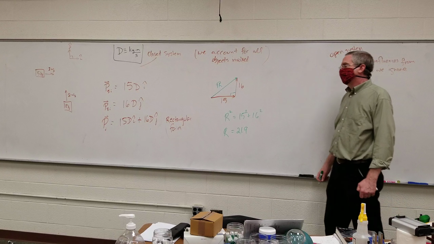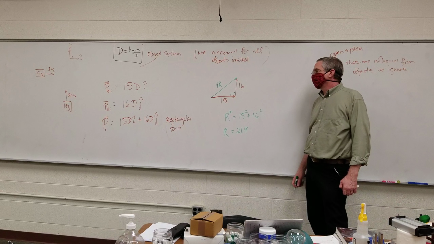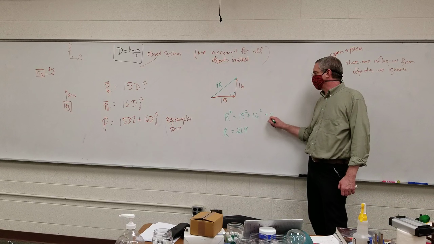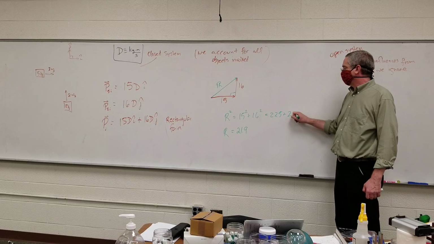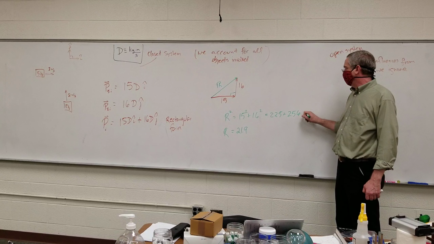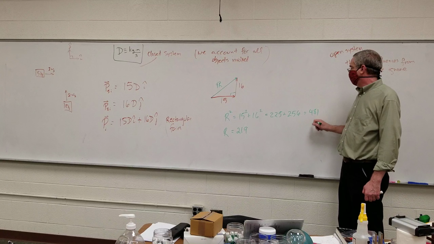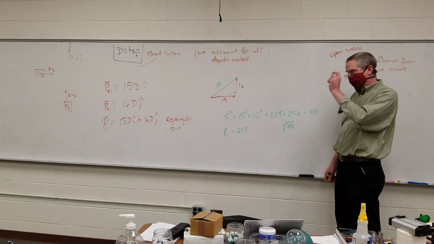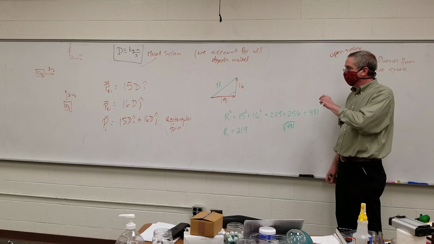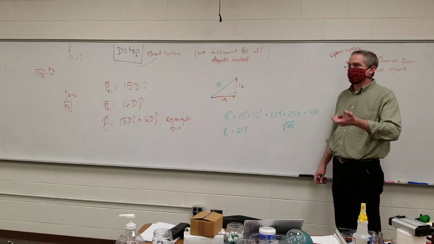So if I add those together and then get the square root of that? Yep. So 15 squared is 225, plus 256 is 481, and the square root of 481 is apparently 21.9. So the magnitude of the initial momentum is 21.9 Descartes.